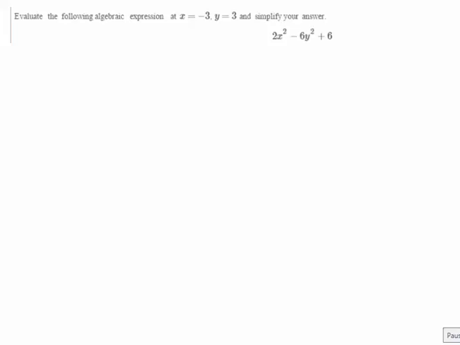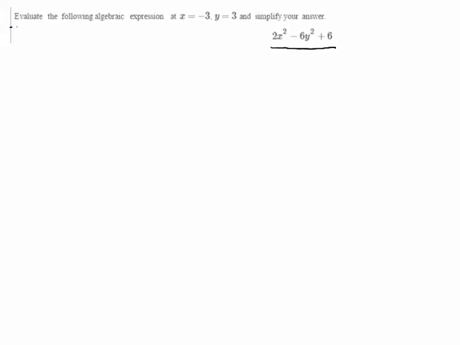This problem asks us to evaluate an algebraic expression. And so the expression is 2x squared minus 6y squared plus 6. So just to review what that means, 2x squared means that I'm going to square the value of x, multiply it by itself, and then multiply that by 2. Then subtract whatever 6 times y squared is, and then finally add 6.